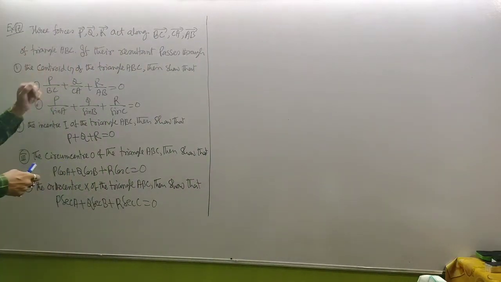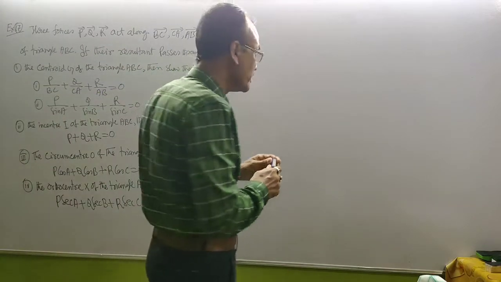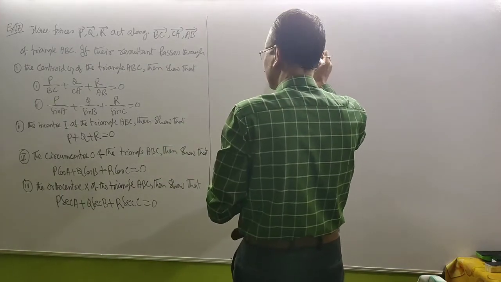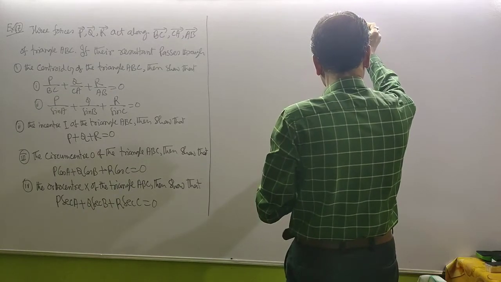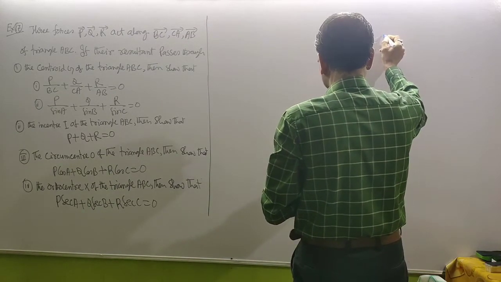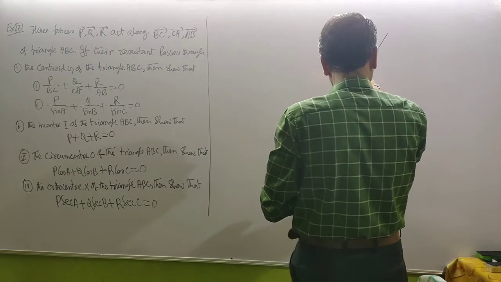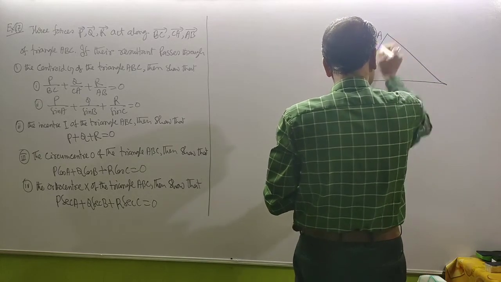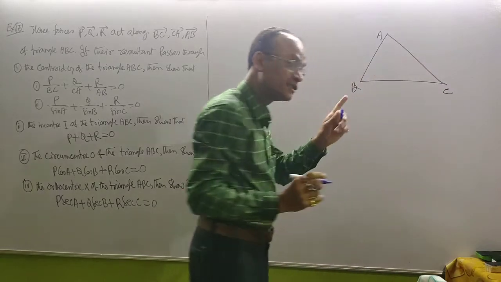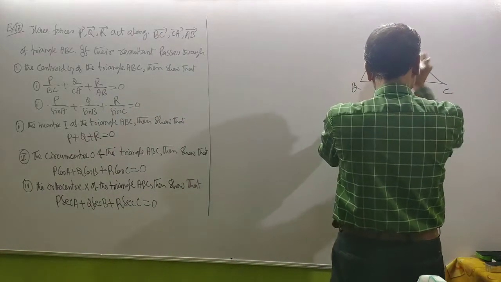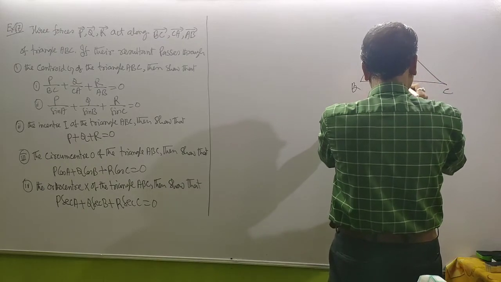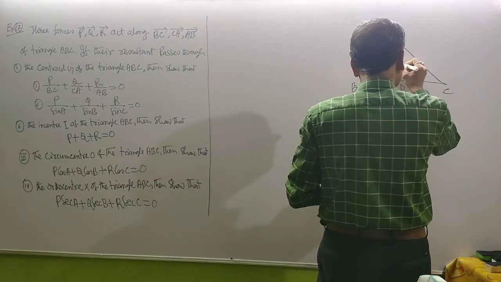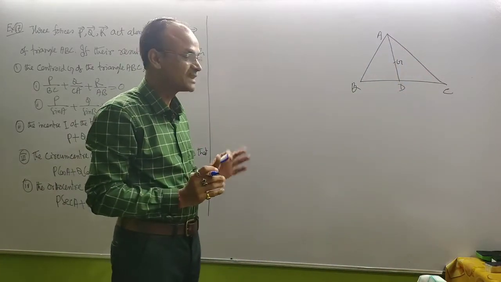question number 1. Resultant passes through the centroid of the triangle. Suppose ABC is the triangle. Passes through the centroid. Suppose this is the midpoint of this BC. Join AD. This is the midpoint of BC. And suppose that G is the centroid of the triangle ABC.